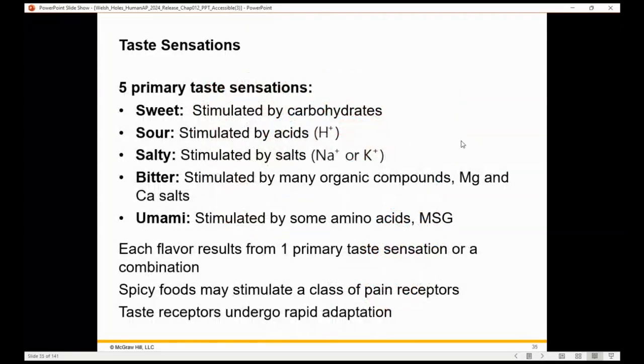There's 5 primary taste sensations: sweet, which is stimulated by carbohydrates; sour, which is stimulated by acids; salty, which is stimulated by salts like sodium or potassium; bitter, which is stimulated by many organic compounds like magnesium and calcium salts; and umami, which is stimulated by some amino acids like MSG. Each flavor results from one primary taste sensation or a combination. Spicy foods may stimulate a class of pain receptors. Taste receptors do undergo rapid adaptation.